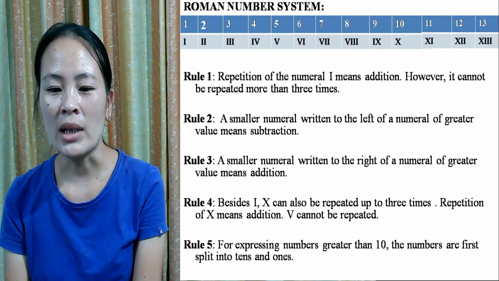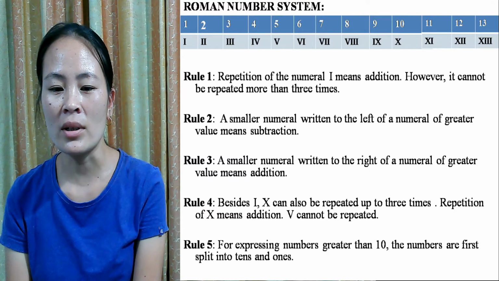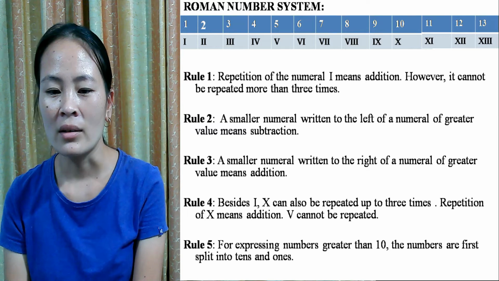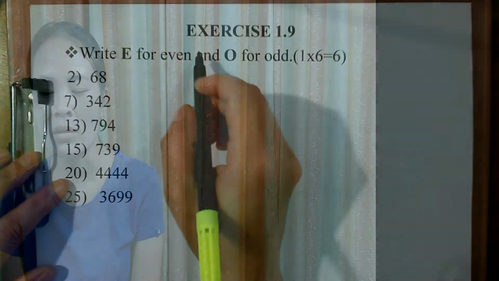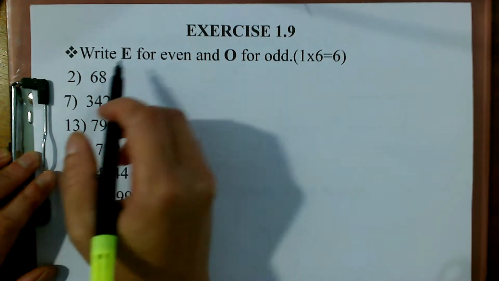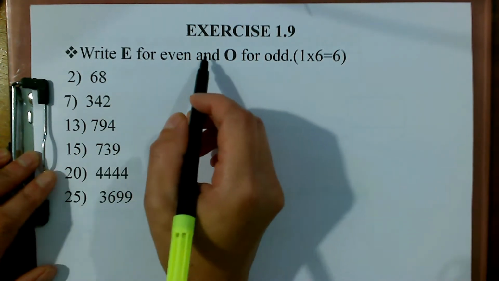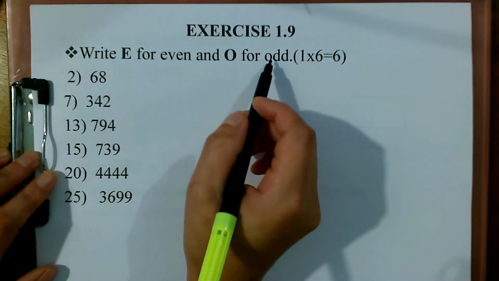V cannot be repeated. And rule number 5, for expressing numbers greater than 10, the numbers are first split into tens and ones. Let's do exercise 1.9. Write E for even and O for odd.